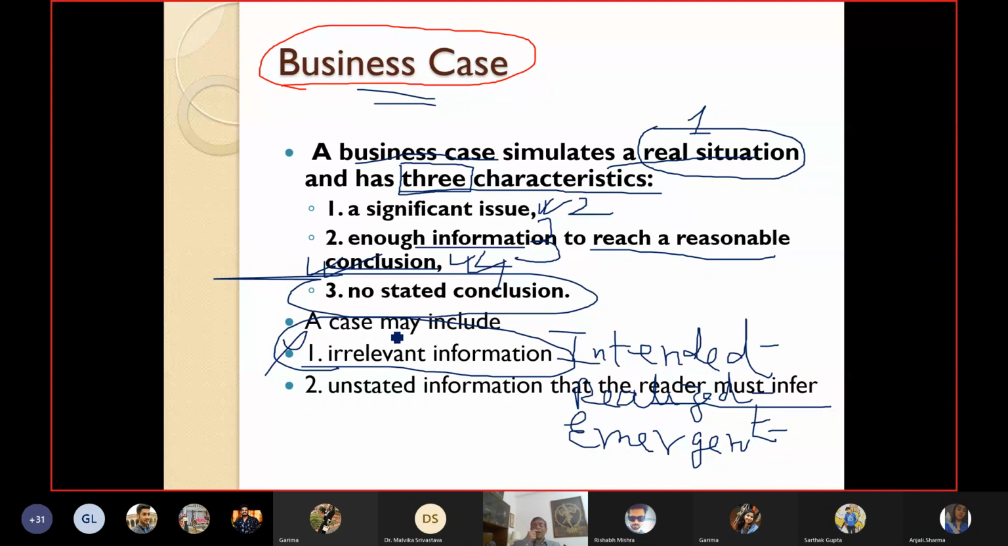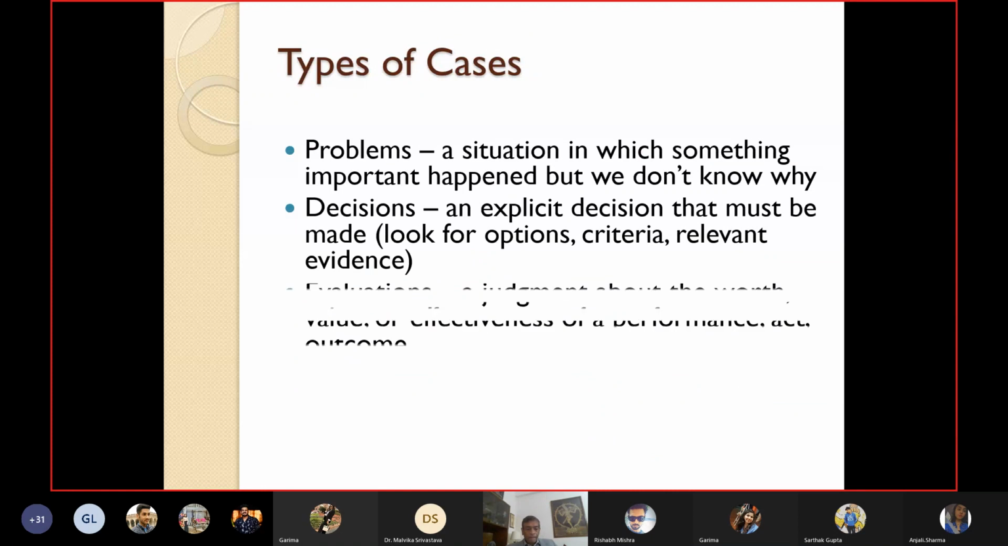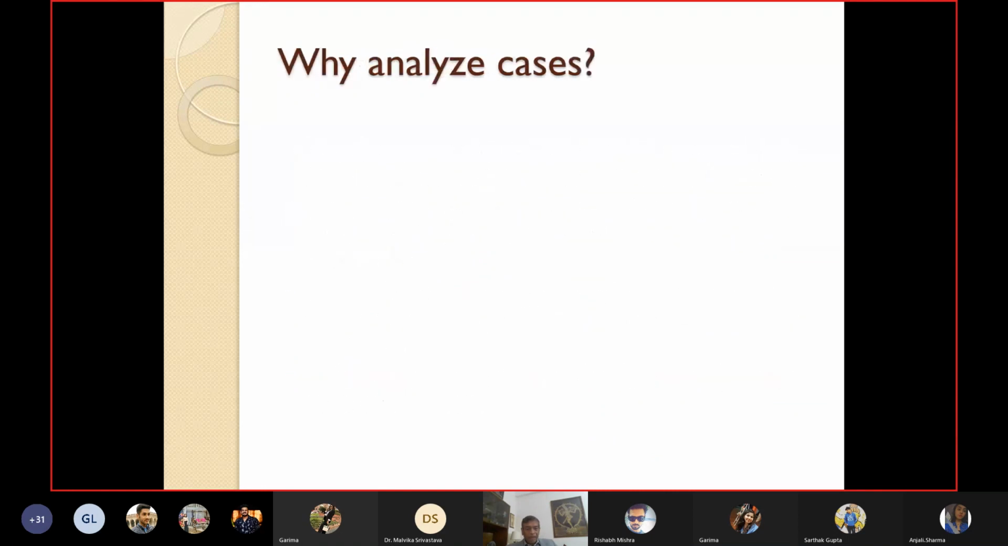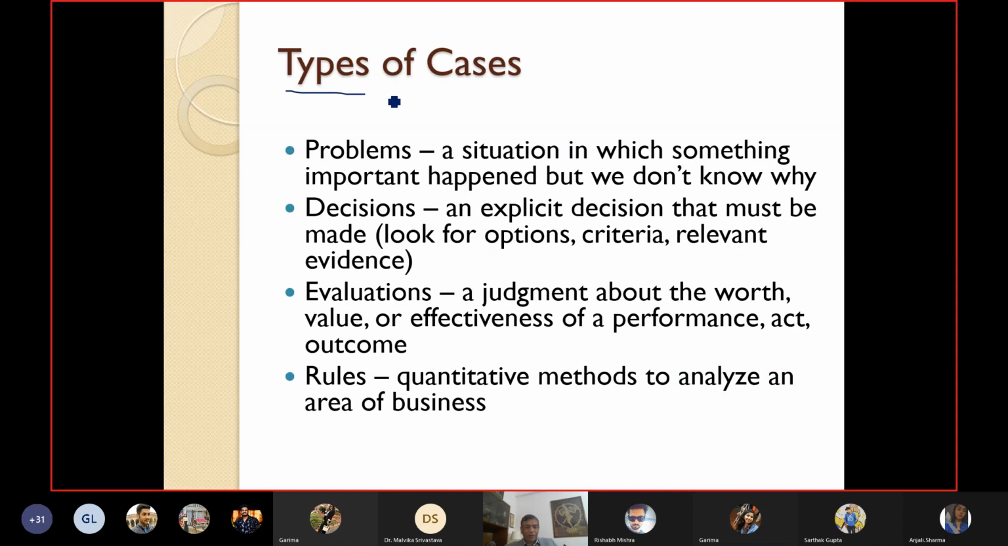And in a case, not every piece of information is equally vital. There's enough information to address issues for which you derive solutions and conclusions. But a case may also include irrelevant information, or it sometimes may have unstated information that the reader must infer. Fantastic. The types of cases. Now we come to the next part of the presentation, which says, what are the various types of cases that we come across in our lives?